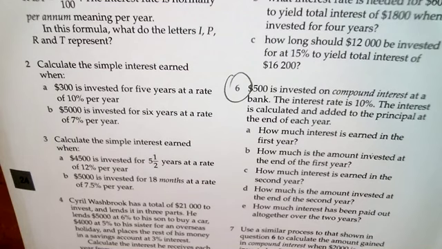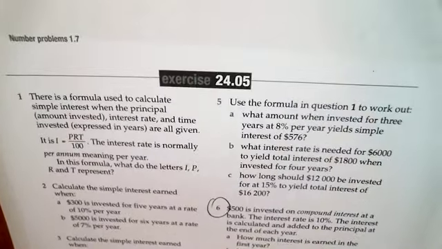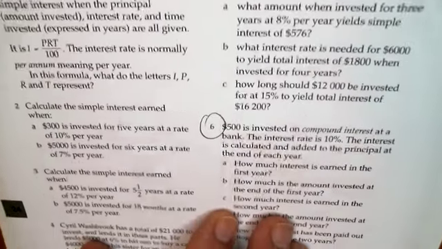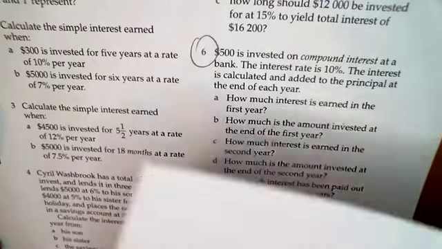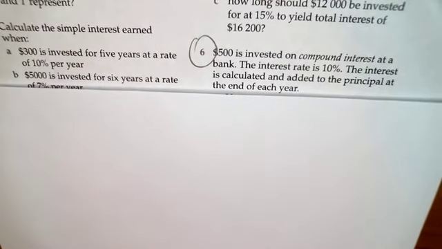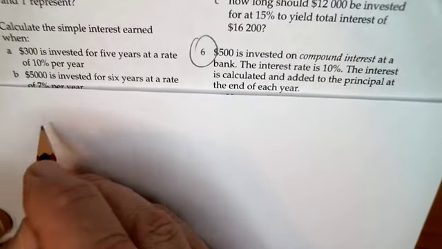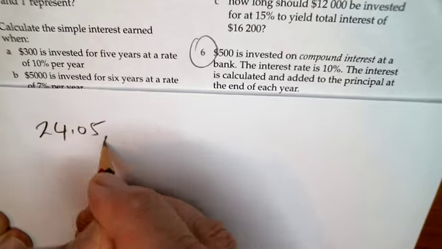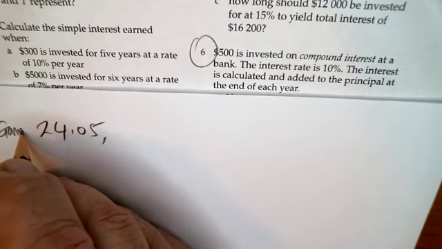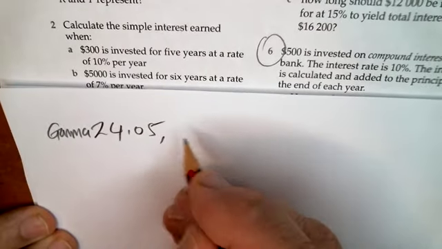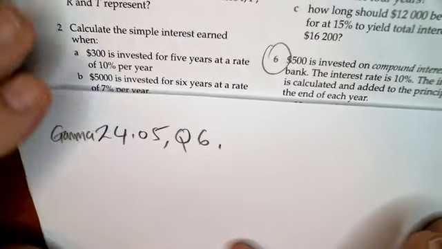Have a look at question 6 from exercise 24.05. I'll just write that down while I'm there so we can make a start on it straight away. So I've got 24.05, and this is Gamma as well, by the way. And we're doing question 6. All right, let's have a look.